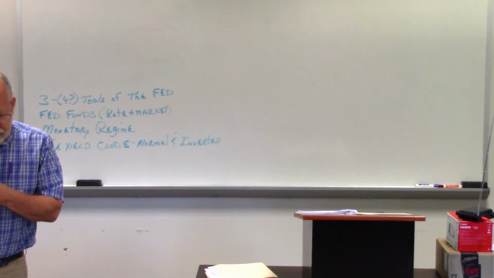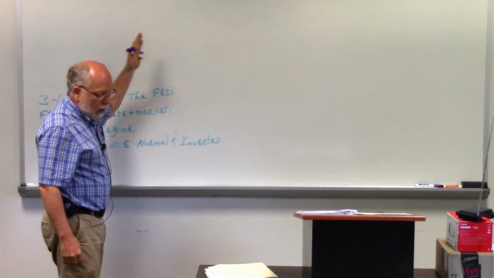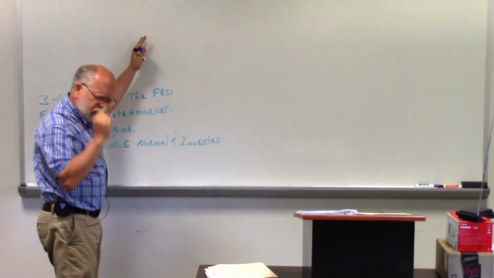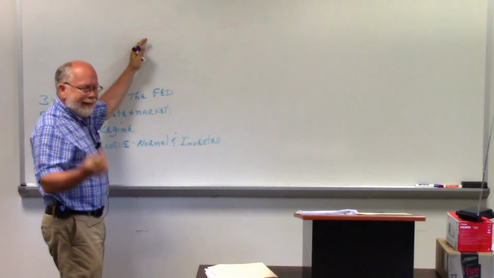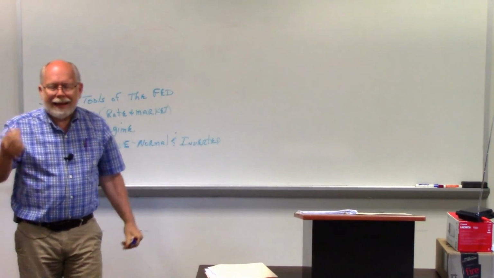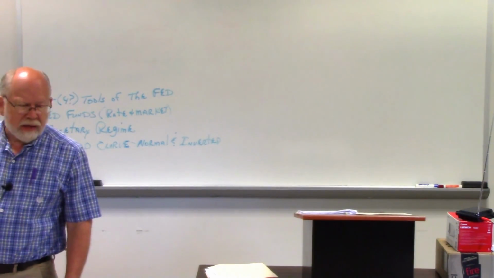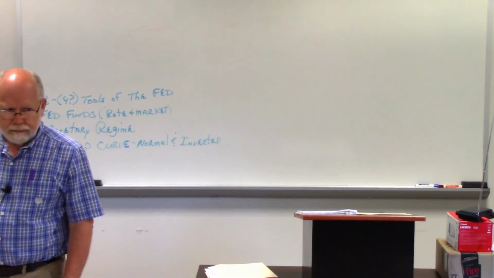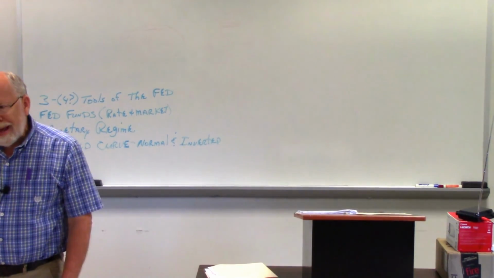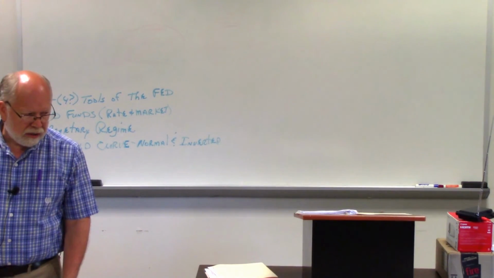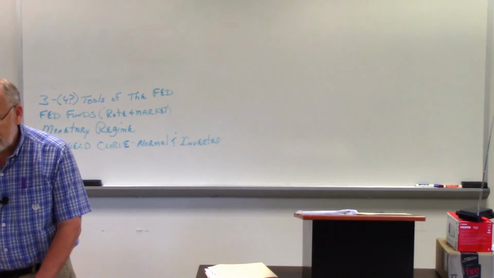So the first tool of the Fed is the required reserves rate. I've got to say it correctly. The first tool of the Fed is the required reserves rate. The second tool is setting the discount rate. That's the interest rate that banks have to pay when they borrow from the Fed. Now, that's not used very often either. And when it is changed, it's in the Wall Street Journal and they publicize it.